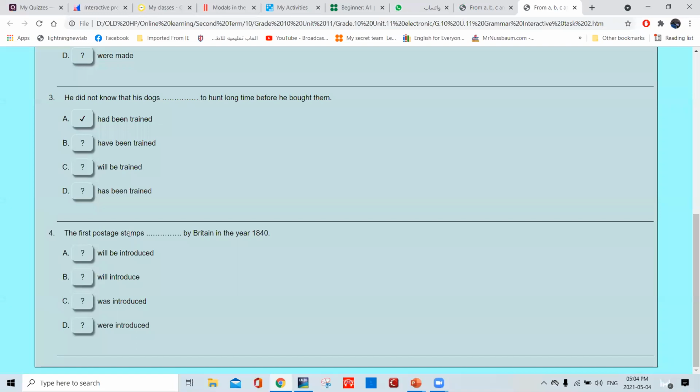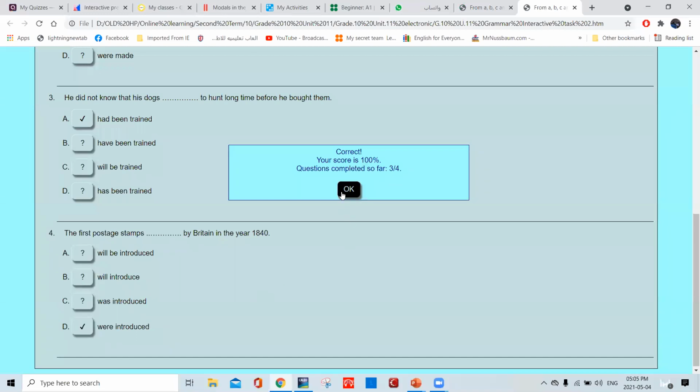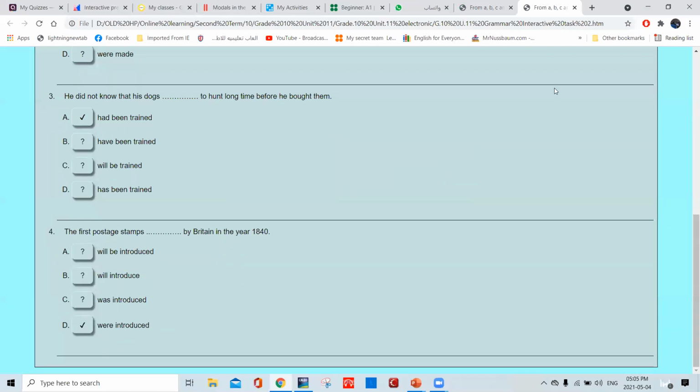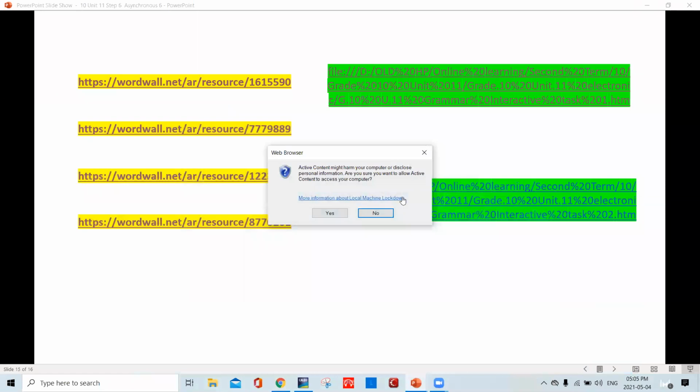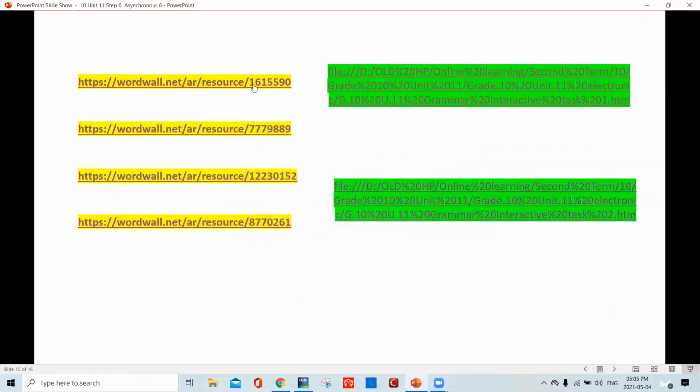The first postage stamps by Britain in the year 1840. So postage stamps plural, and this is a definite time in the past to use a past simple in the past. Was or were, was introduced or were introduced. You have to choose was or were because stamps are plural. Okay, now let's move to the next one. It's a game.